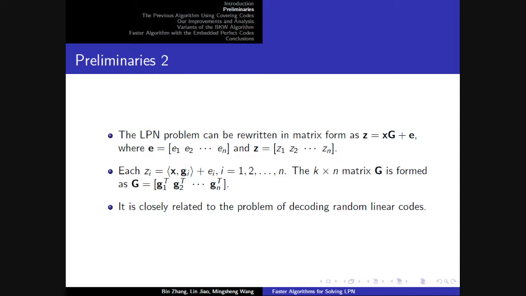It is worth noting that the problem can be rewritten in matrix form as here. Here is the noisy observation of the inner products, this is the secret that we want to recover, this is the matrix consisting of the columns, and this is the noise vector. For each coordinate, it has this relation, and the k times n matrix is formed as here. Each column is the transpose of a random vector g, and we can see from this form that it is closely related to the problem of decoding random linear codes.